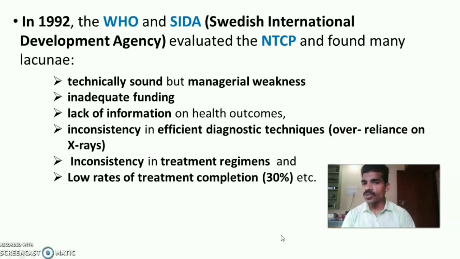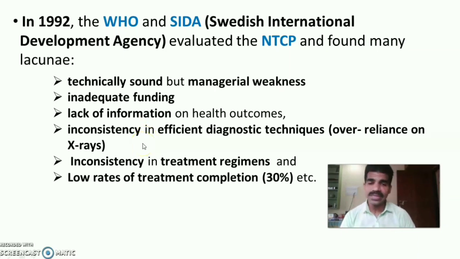Then in 1992, the WHO and SIDA, the Swedish International Development Agency, evaluated the National TB Control Program and found many lacunae or deficiencies. The program was technically very sound, but there were managerial weaknesses due to finance and other things. There was a shortage of funds, that is, inadequate financial support. There was also a lack of information on health outcomes, such as the result and completion of treatment, and a lack of an information and communication system.